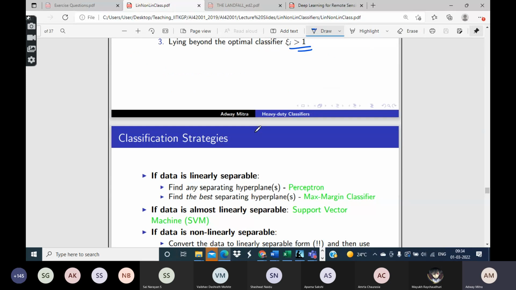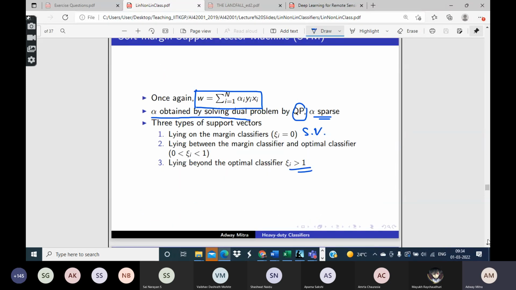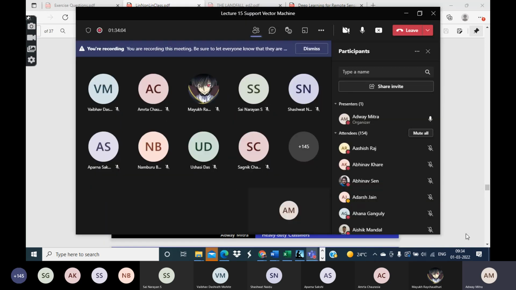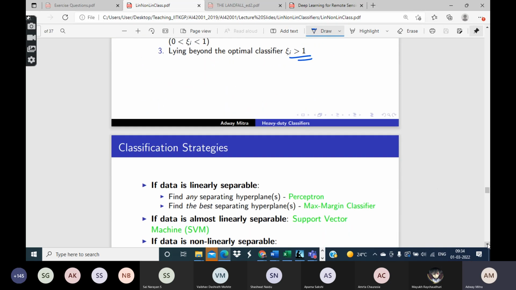So this is what you get, this is the support vector machine formulation. Till the advent of deep learning, the support vector machine was considered the strongest, the most powerful classifier we have in machine learning.